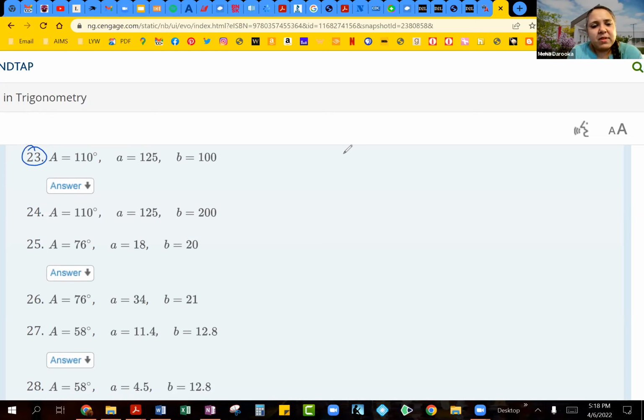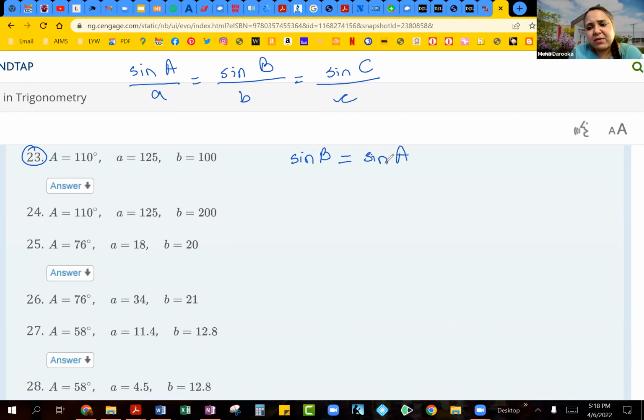Okay, so we are given angle A, side A, and side B. So we can start by finding sine B again. So again, we're actually doing sine of A over A, sine of B over B, sine of C over C. So this is the law of sines we're using. So since sine of B is on the top, of course, we will have sine of A divided by A, and then you would be multiplying this with side B. So just rearranging our formula again.